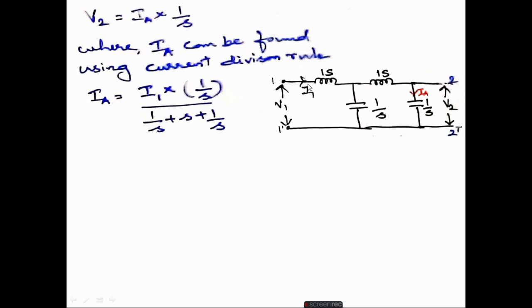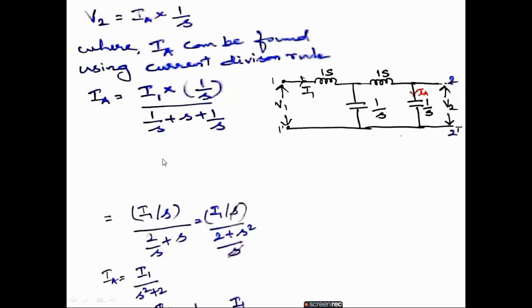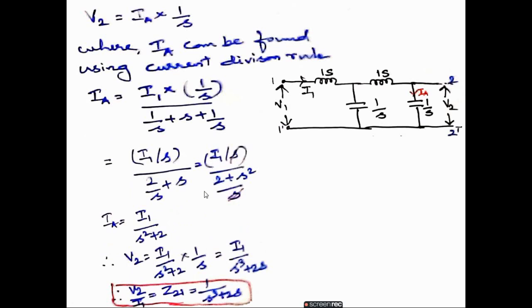Total current coming toward this node is I1. So IA is I1 into the other impedance divided by the total impedance, since it is getting branched from here. Solving this, you will get IA equal to I1 divided by S square plus 2.